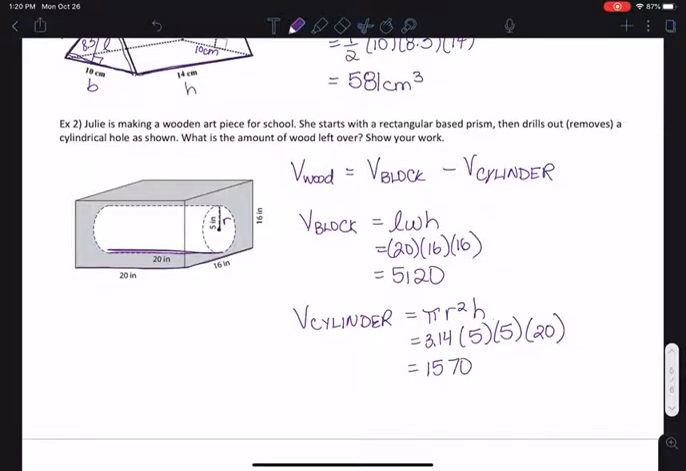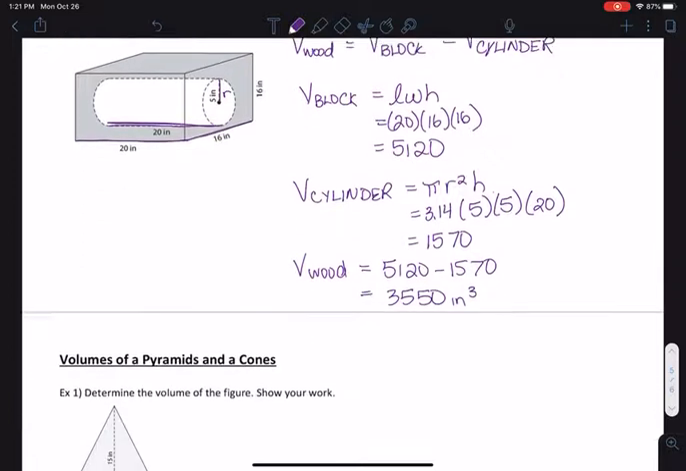1,570. So my volume of wood is the block, 5,120 minus 1,570, and I can type that into my calculator to get that the volume of the wood is 3,550. And the units are inches, and they're cubed because it's three-dimensional. So that's our second example.